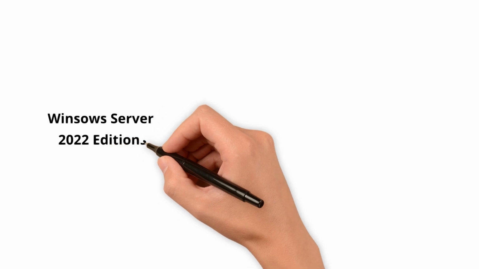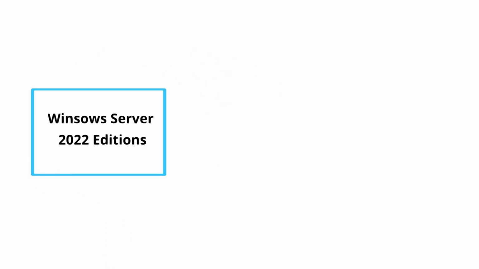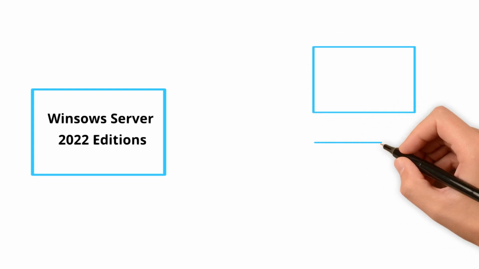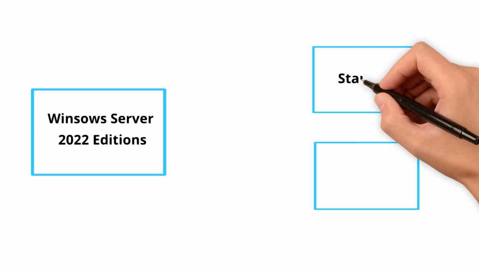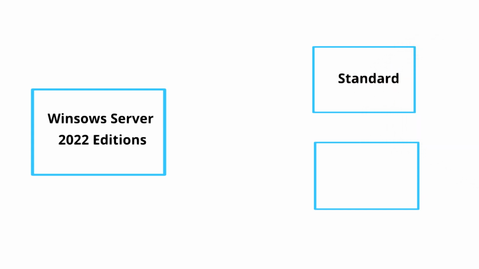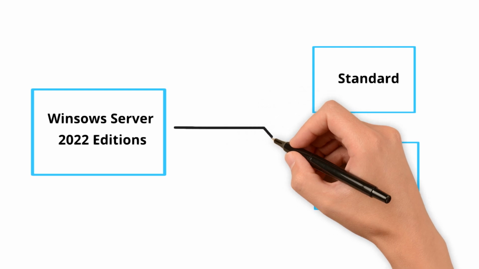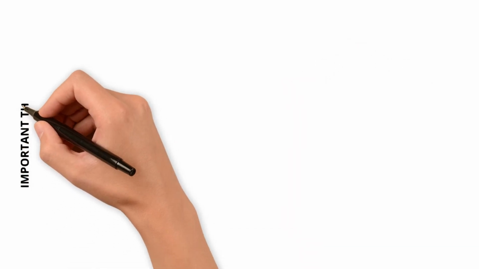Firstly, we'll start with understanding the two main editions of Windows Server 2022. One is Standard, another one is Datacenter. Both are different in terms of the virtualization rights they offer, in terms of their capacity, in terms of their cost. We will be studying them in detail in the next video.